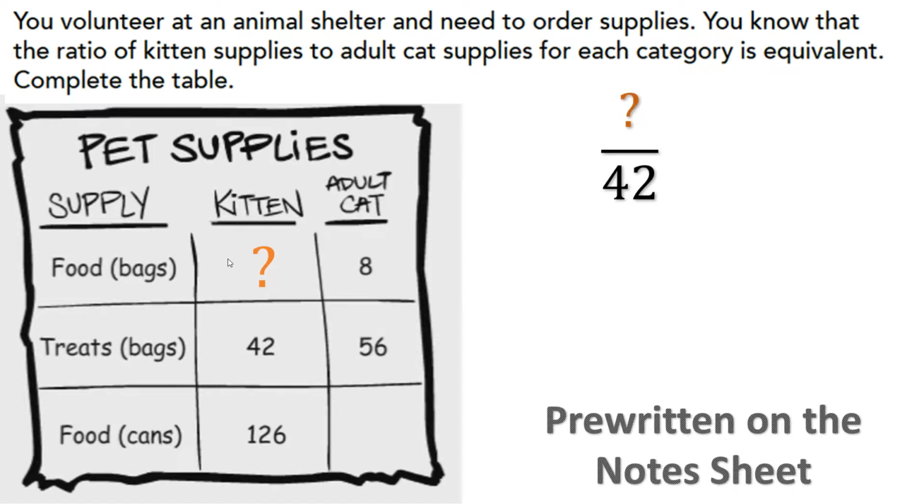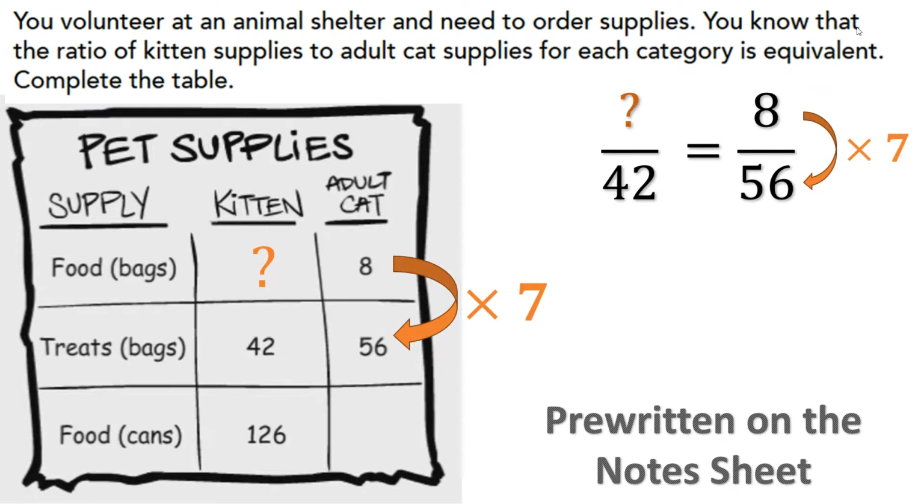for kitten. So we're going to write a fraction, which is the unknown over 42, which must be equal to 8 over 56, just like the table shows. So you're looking at what's the relationship between 8 and 56. To be equivalent, we need to use a common multiple. So to go from 8 to 56, we multiply by 7. Therefore, we need to do the same from this side.